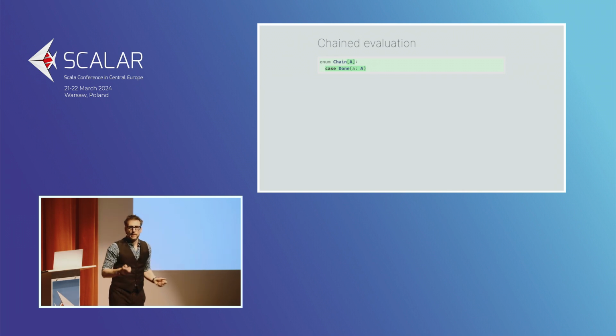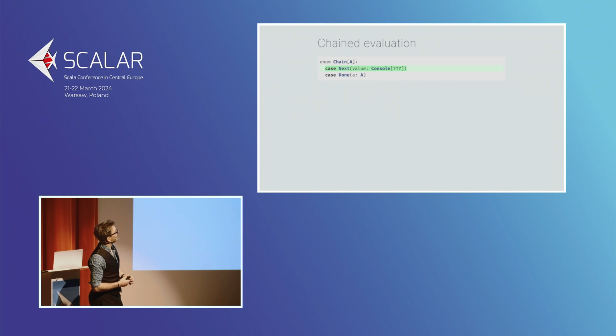Use it. And my second branch is going to be next, which represents a case where it's not a value that we have, it's another console to evaluate. There's a bit of a tricky bit here. Instinctively, what do you want to put there in that type? You want to put A, right? I mean, I certainly did.